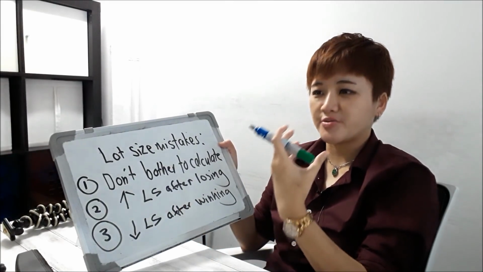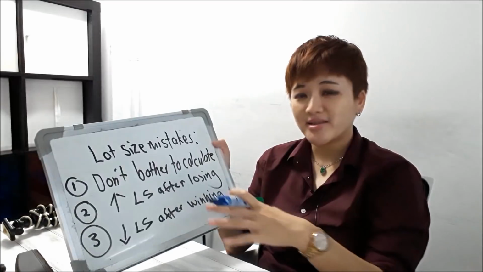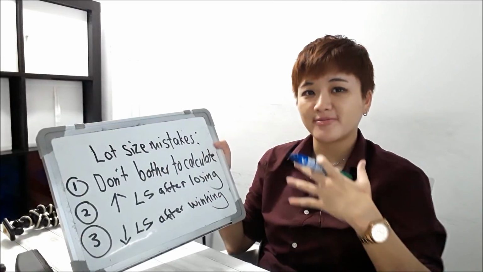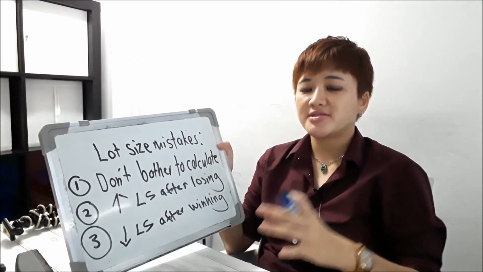The next mistake is they decrease their lot size after a winning streak. It is human nature to want to take profit fast. There are some people like that. When they are on a winning streak, they want to protect whatever that they have. So they kind of reduce their risk exposure a little bit.